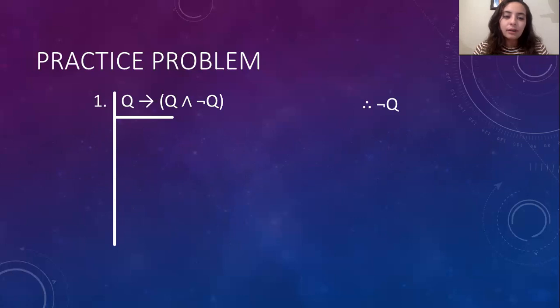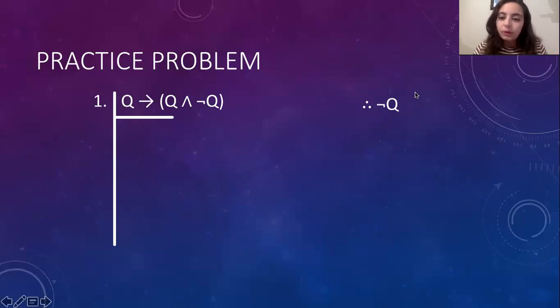Okay, so we have this problem. Say we have Q arrow, Q and not Q, and we're trying to prove not Q. So again, our main connective is not a conditional or biconditional, so we know we're going to have to introduce something because there's no disjunction, we can't eliminate anything, so we're going to have a subproof. And since the main connective in our goal is a negation, we're going to have to use the negation introduction. If your main connective here was a conditional, then you do conditional introduction. If your main connective here is biconditional, then you're going to do biconditional introduction.